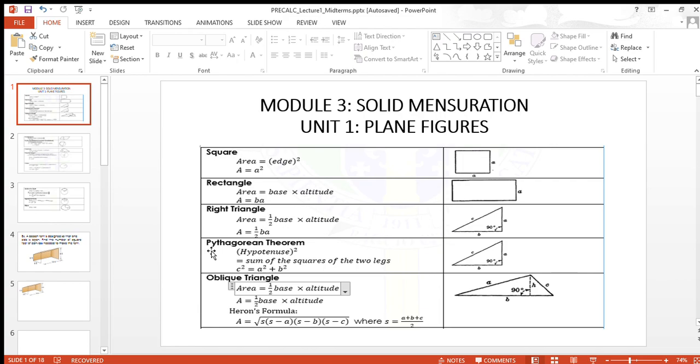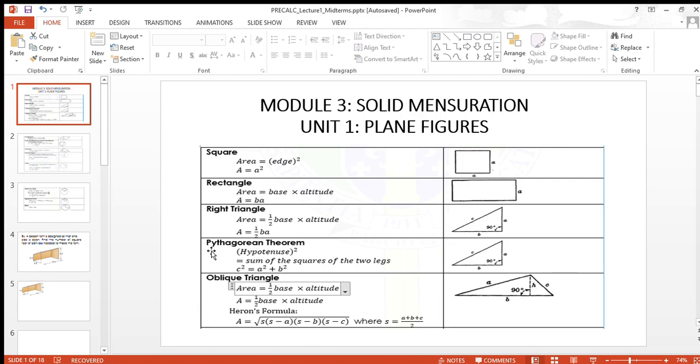So, for today, let's continue with our lessons for the finals. Time is so fast, so we're already halfway through your crash course in pre-calculus. And we now enter module 3. Module 3 will be on solid mensuration. We have several units for this unit.